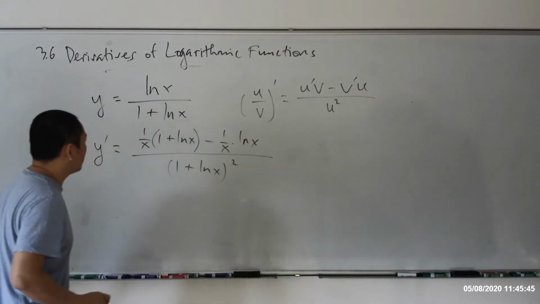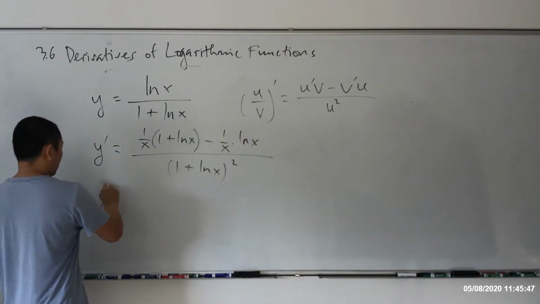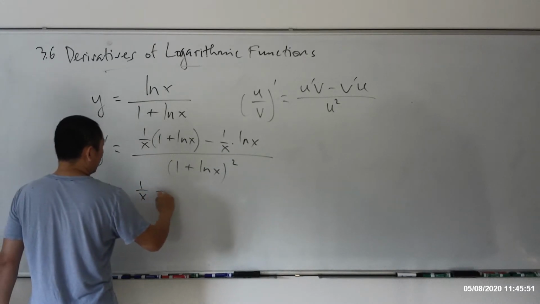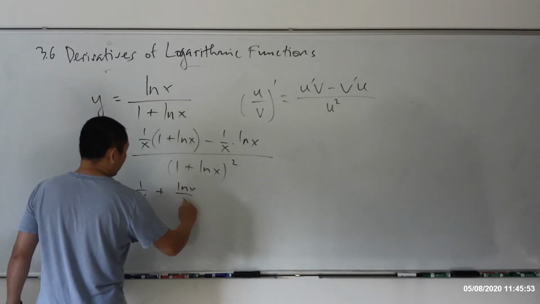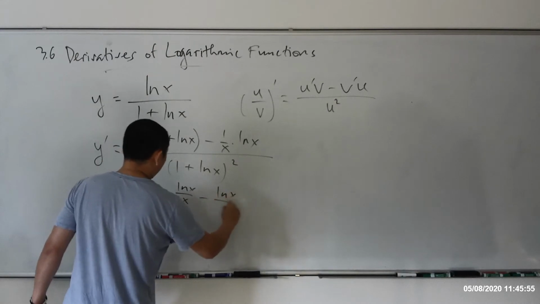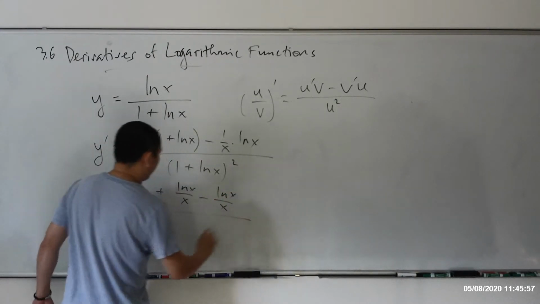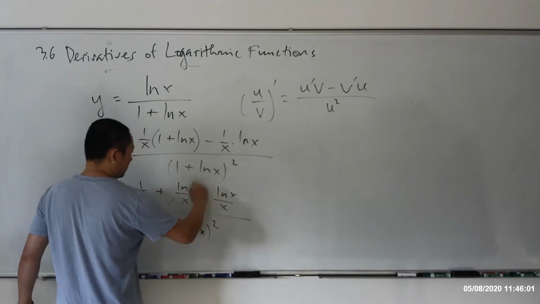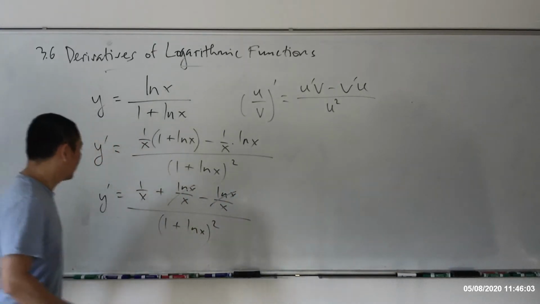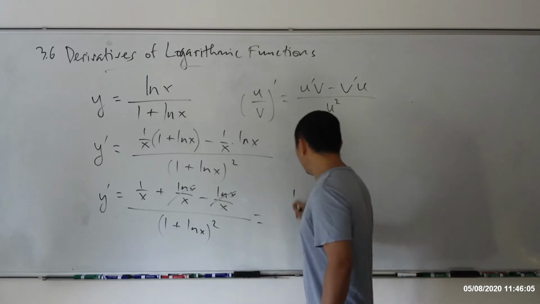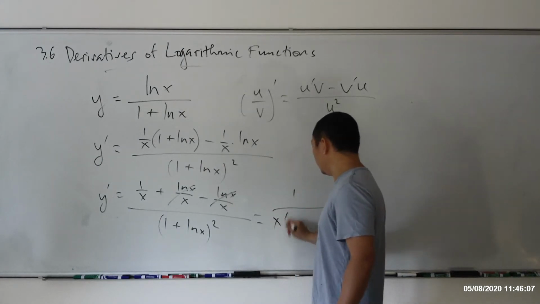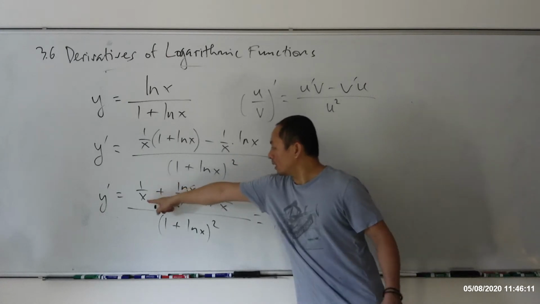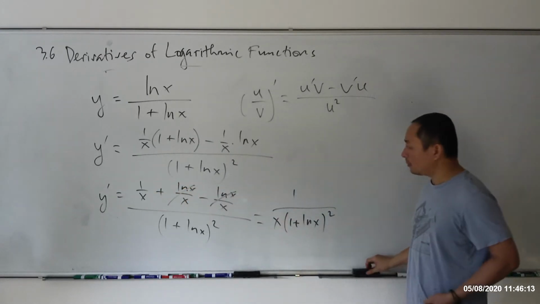And I think that we can simplify a little in here. Distributing, 1 over x plus ln of x over x minus ln of x over x, over 1 plus ln of x squared. Those two terms cancel out here. So I got 1 over x, 1 plus ln of x squared. 1 over x, and here I put the x on the bottom.